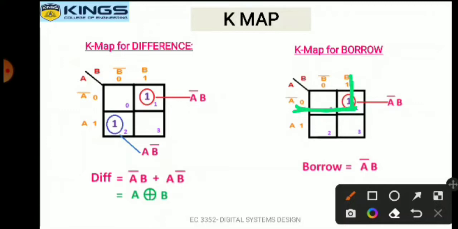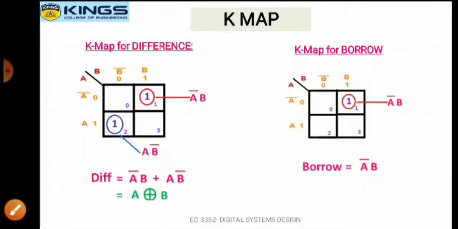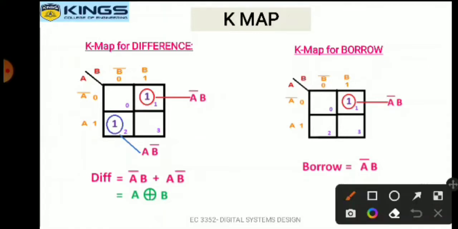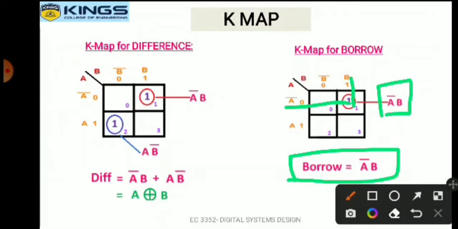Then next we have to go for grouping. I have shown that in the red color grouping. Then we will write the answer. Looking horizontally it is A bar, vertically it is B. So A bar B is the answer. Since it has only one grouping, the answer will be A bar B alone. So the expression for borrow is A bar B and the expression for difference is A XOR B.